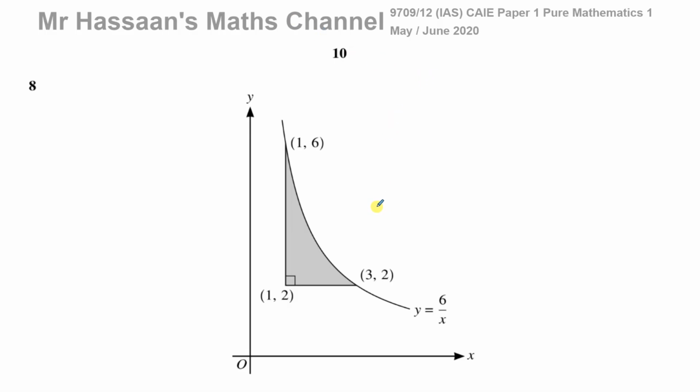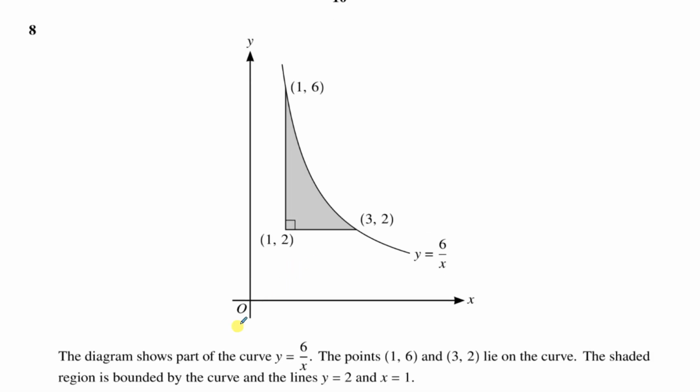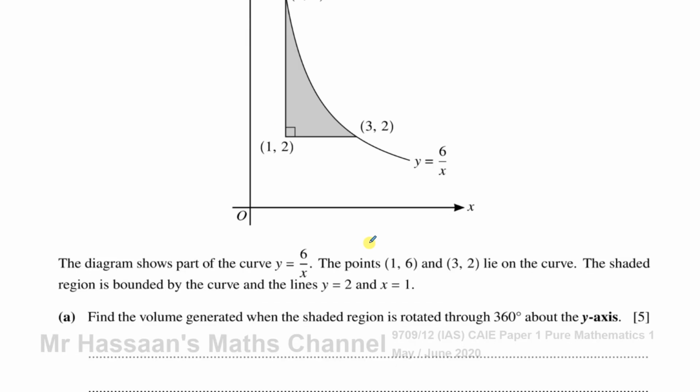And this question here is about this curve and this shaded region. It's told us that the diagram shows part of the curve y equals 6 over x. The points (1, 6) and (3, 2) lie on the curve. The shaded region is bounded by the curve, the line y equals 2 and the line x equals 1. So that's what the shaded region is bounded by. And we've got to find the volume generated when the shaded region is rotated through 360 degrees about the y-axis.